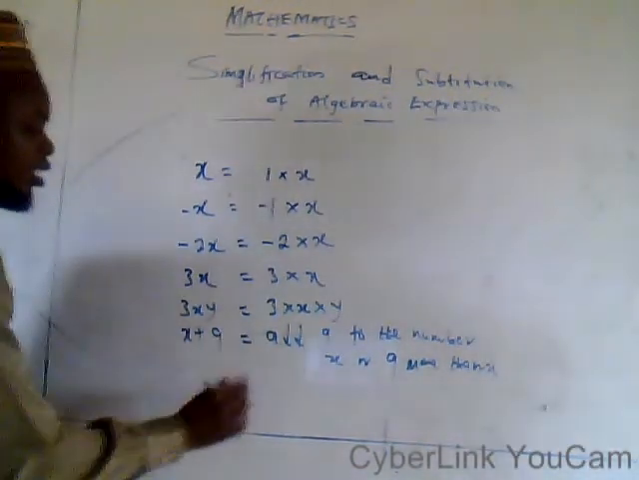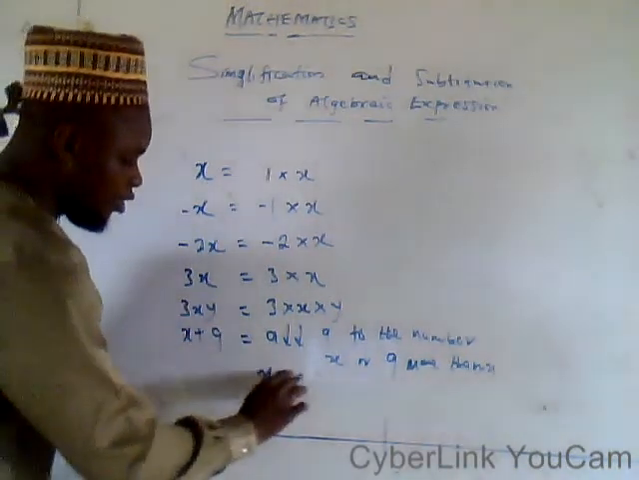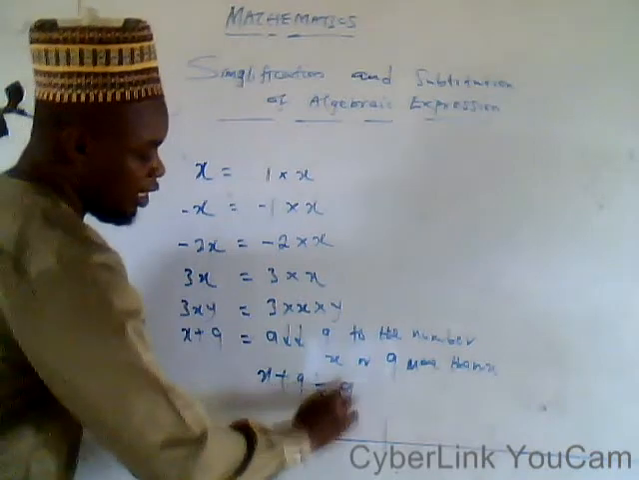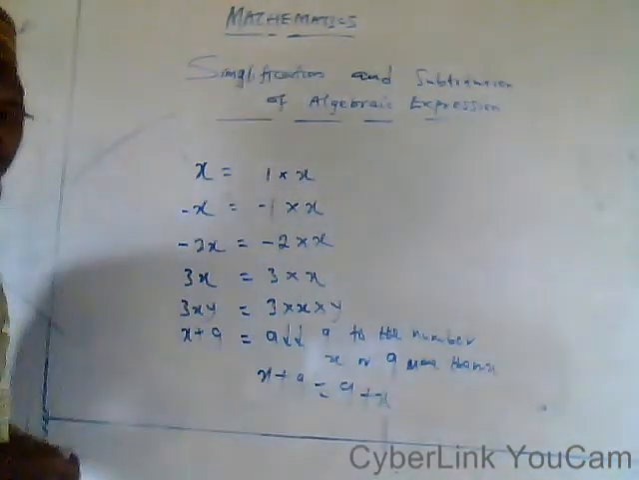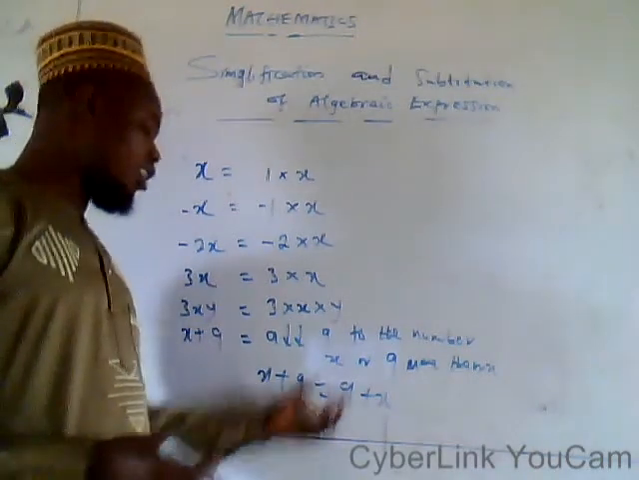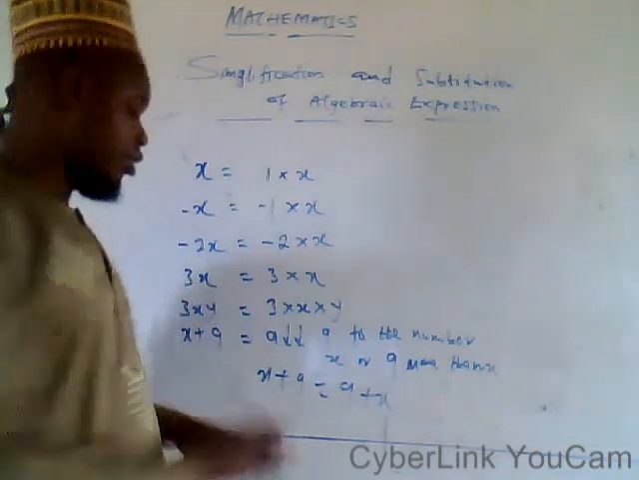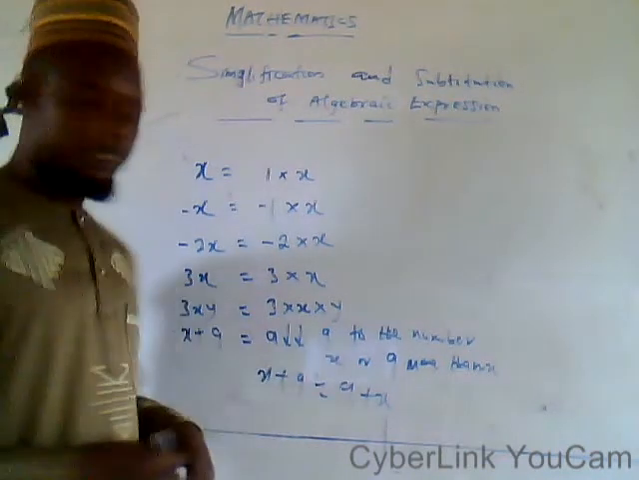So the reverse is the case here. If the sign is plus, then your x plus 9 is also 9 plus x. They are the same thing. The order does not matter here. Whether you start with x or you start with 9, it doesn't matter. The values are still the same thing.